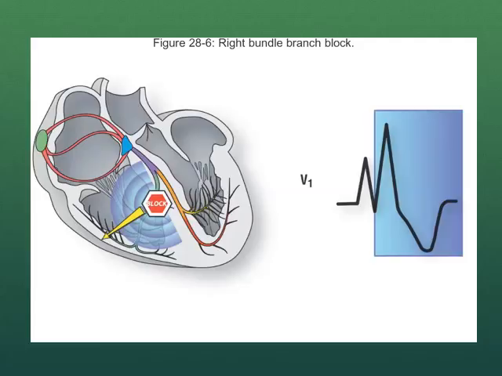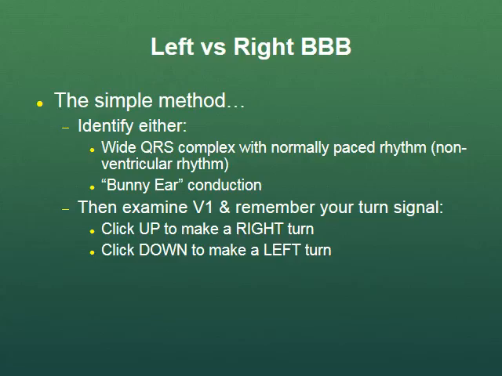Not really a reliable method. You don't always see that with a right bundle branch block. We'll discuss some methods for determining. So anytime we have a QRS that's wider than 0.11 seconds, we need to be considering a partial or complete bundle branch block. There's a pretty simple way to determine if you have a left or right bundle branch block.